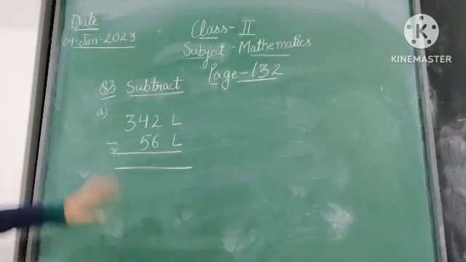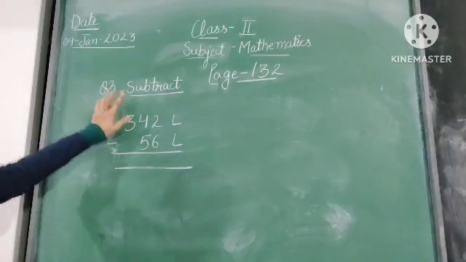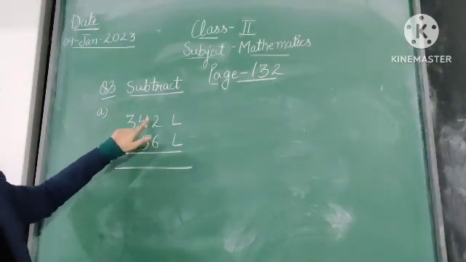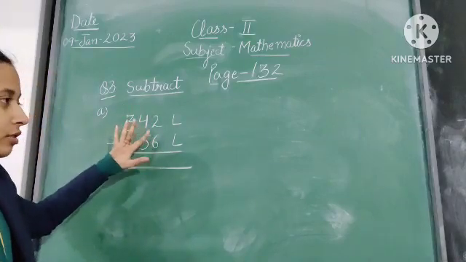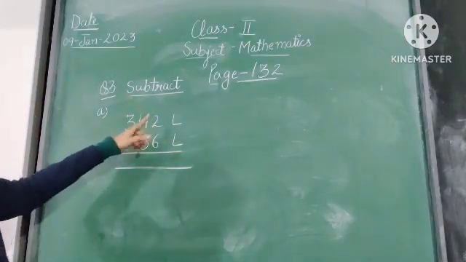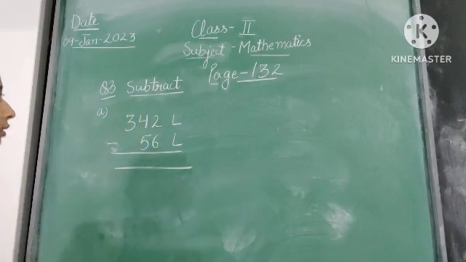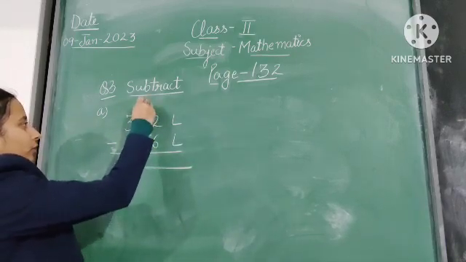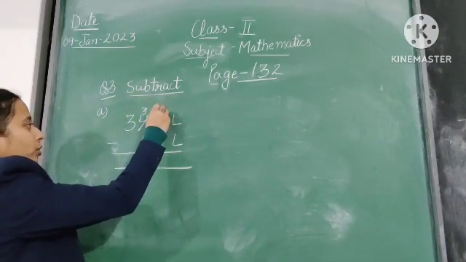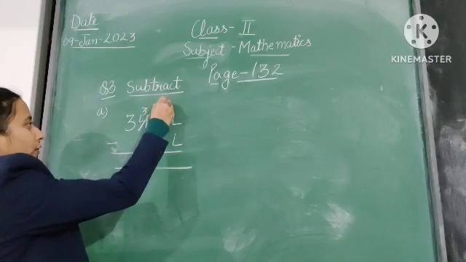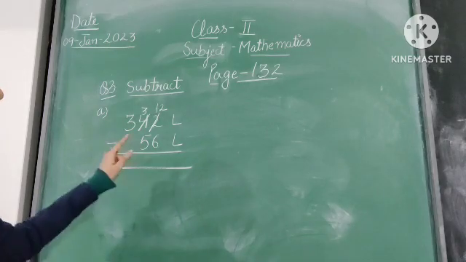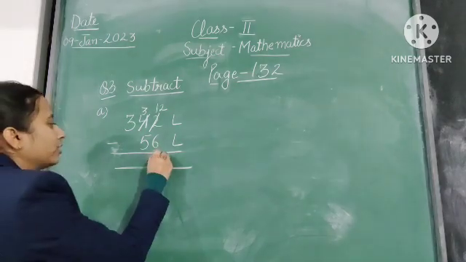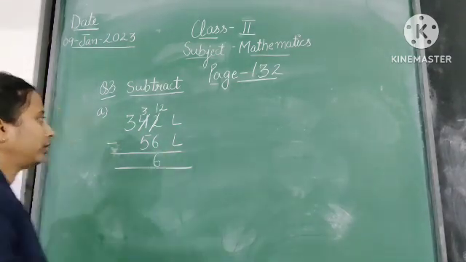Here, if you look at it, we are supposed to subtract 6 from 2, but that is not possible because 2 is smaller than 6. So 2 will go to 4 and borrow a 10. So 4 will become 3 and 2 will become 12. Now 12 minus 6, we all know we will get the answer 6.